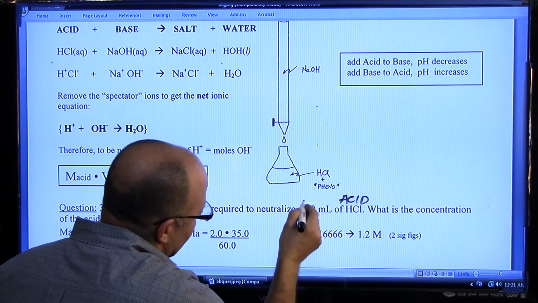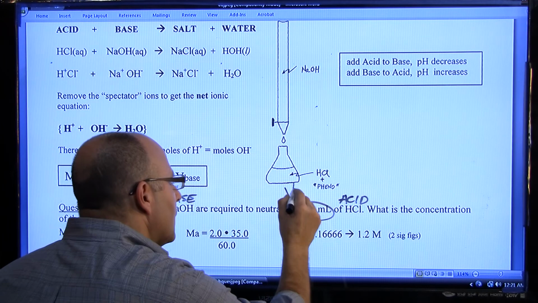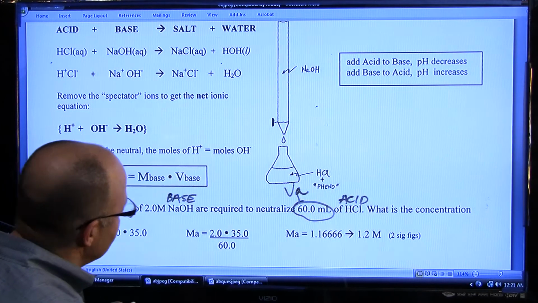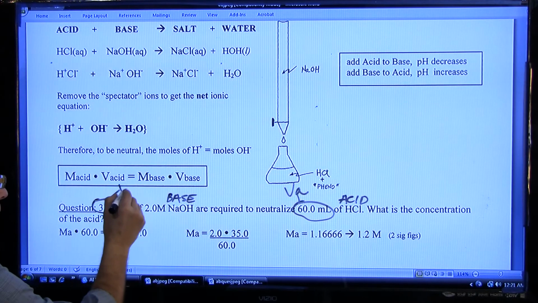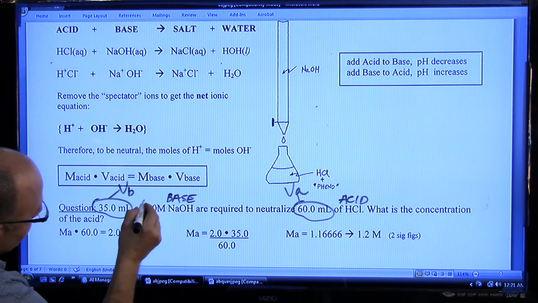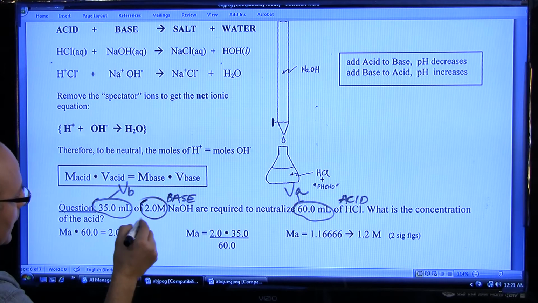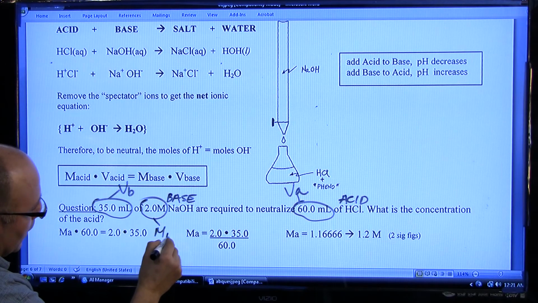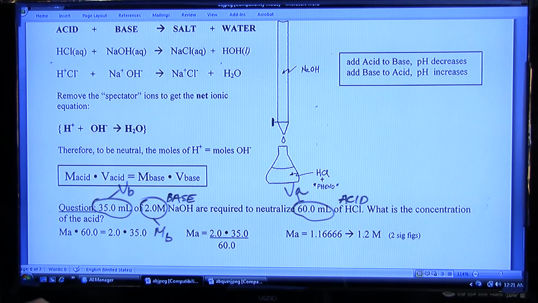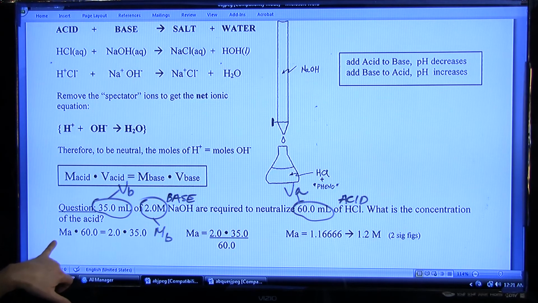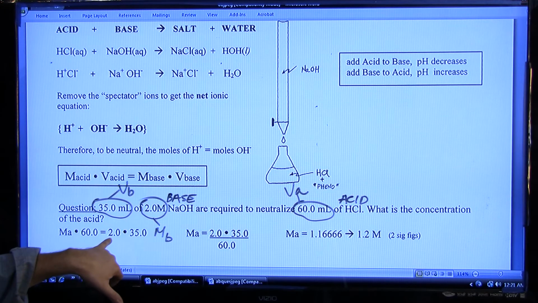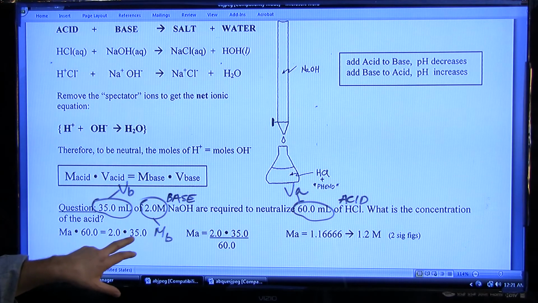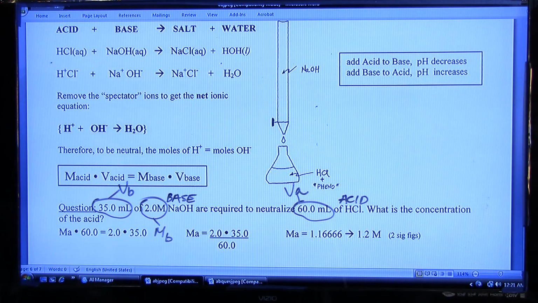So the volume they gave us here must be the VA, the volume of the acid. And the volume here has to be the VB, the volume of the base. And this big M must be the MB, molarity of the base. And that's a simple plug-in of molarity of acid unknown times 60 milliliters equals molarity of base times a volume of 35 milliliters.